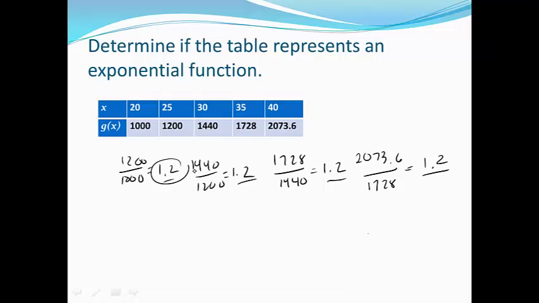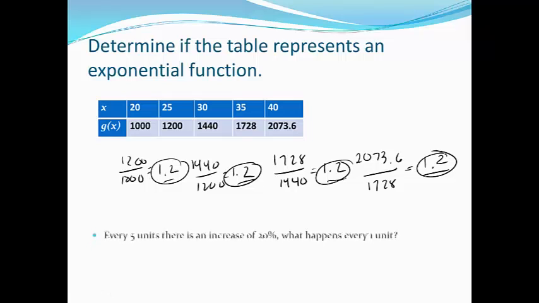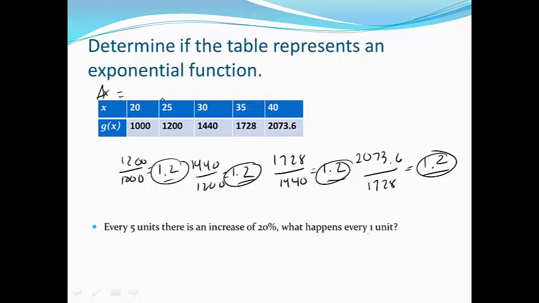So we see we have the same result in the ratio of the output values. But what this tells me is, since the change in x is 5 every time, that every 5 units there is an increase of 20%. Now, functions typically are represented by what happens every 1 unit, so we need to determine, when we write our function g of x equals our initial amount a, which if we had an x value of 0, we'd know what that was, but we don't, times our growth factor, which is going to be 1.2 to the 1/5, because every 5 years it increases 20%, or is multiplied times 1.2 to the x.